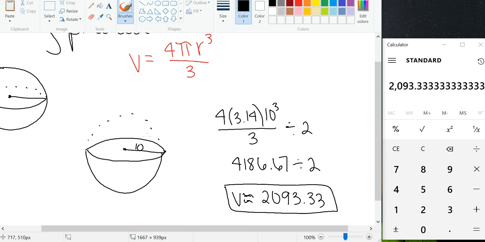So if this were a full sphere, then this would be my volume. However, it's not a full sphere, it's a hemisphere, so I have to divide by 2, giving me this for my final answer. So just keep that in mind. If you're asked to find the volume of a hemisphere, you have to divide by 2 at the very end.